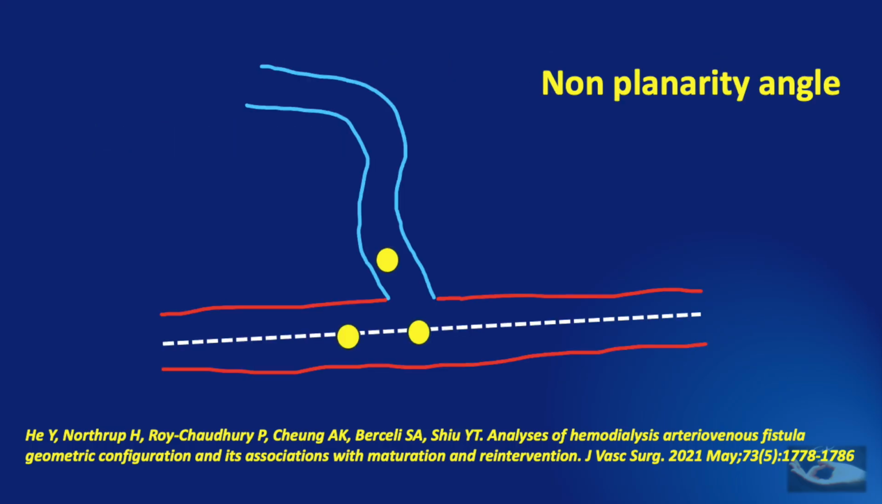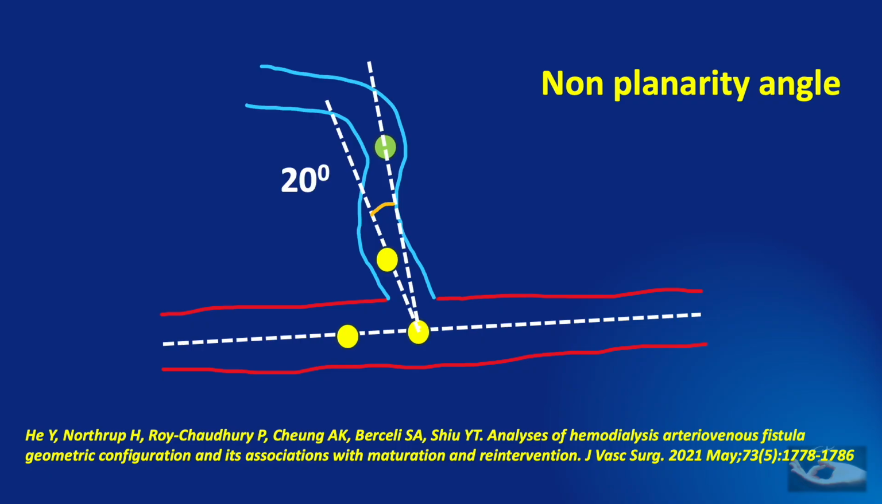In this schematic representation, there are two planes. The axis of the first plane we have already seen by a point from the center of the AV fistula to 1 centimeter downstream in the vein. Then we mark another point further downstream where there is a deviation from this plane. That is, the vein that has been taken is extra long. This line is also marked. The angle in this representation is 20 degrees. That is the non-planarity angle.